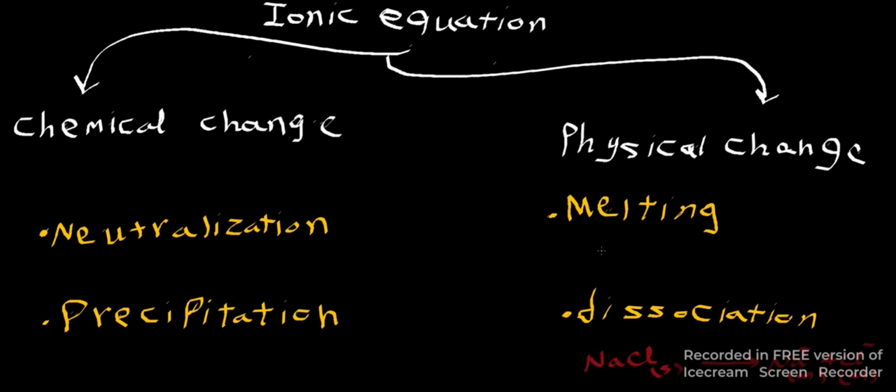So what about melting? It's very easy. Melting of sodium chloride, NaCl, solid. When you heat up NaCl, it gives you Na positive plus Cl negative. But the difference here is in the physical state. It's not aqueous. You melt the solid, so it gives you liquid. It's like when you heat up a cube of ice, it gives you water, so it's the same.